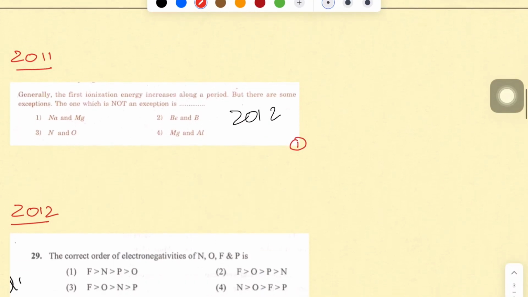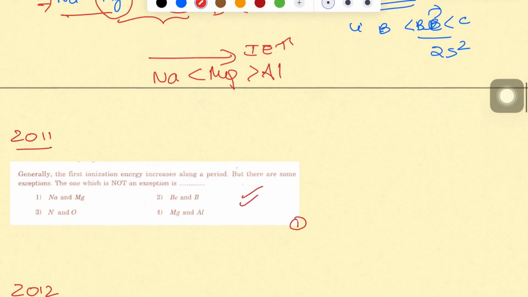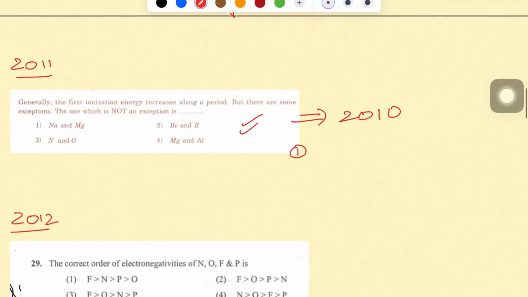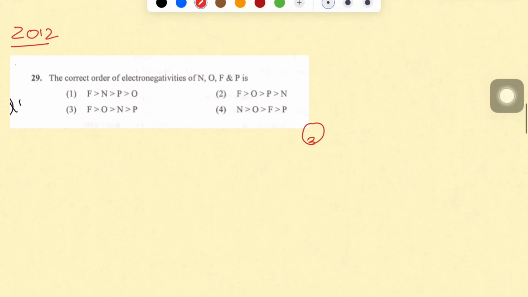Next, 2011, let's see. Generally, this question has been repeated. This question has been repeated when the options have been changed, similar to the 2010 question. Just previously we have dealt with this. The option is the first one. The correct electronegativity order of nitrogen, oxygen, fluorine and phosphorus.